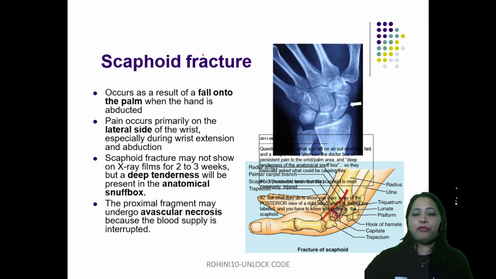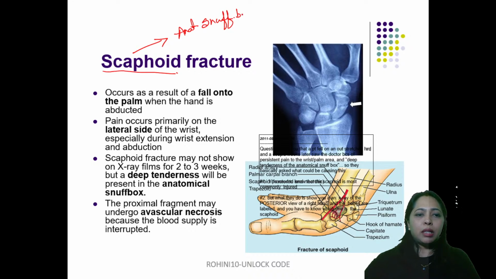And here we have scaphoid fracture. Remember, in scaphoid fractures the tenderness is seen in the anatomical snuff box. This is the first indication because the scaphoid bone is present or felt in the anatomical snuff box.